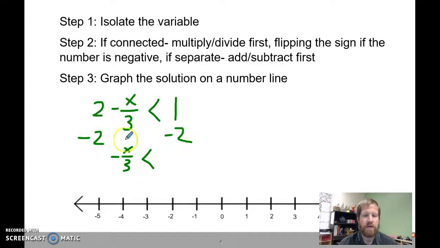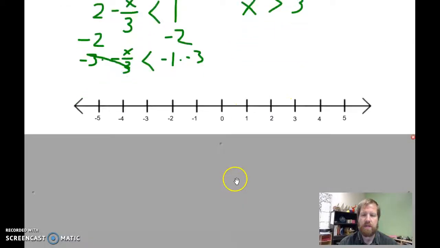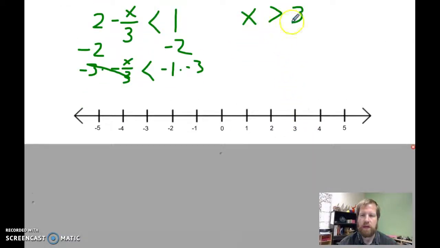Because I'm just subtracting from each side, I don't flip my sign, and 1 minus 2 is negative 1, and then I'm going to multiply by negative 3, multiply by negative 3. I'm going to draw my variable, cancel those out, draw my variable, flip my sign, and then negative 1 times negative 3 should be a positive 3. So x is greater than positive 3, and my last step is to graph my solution.